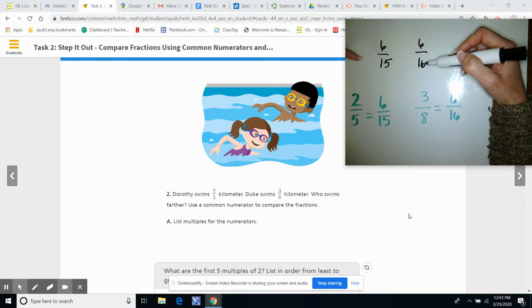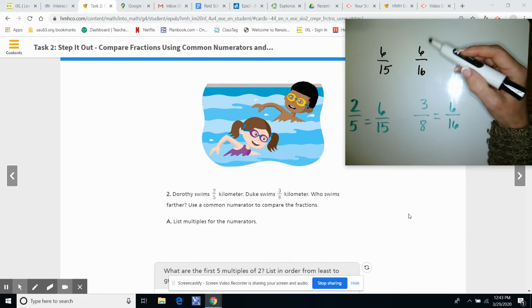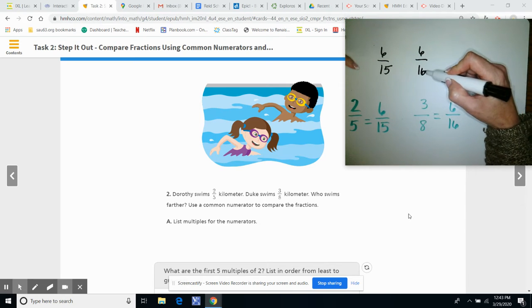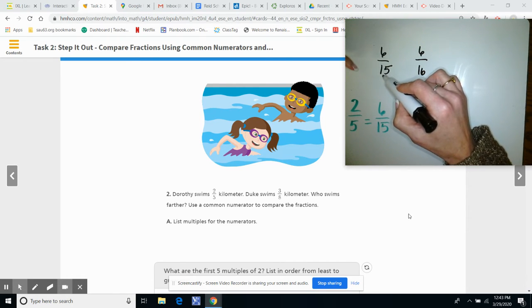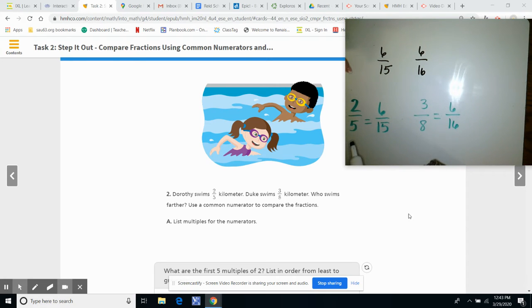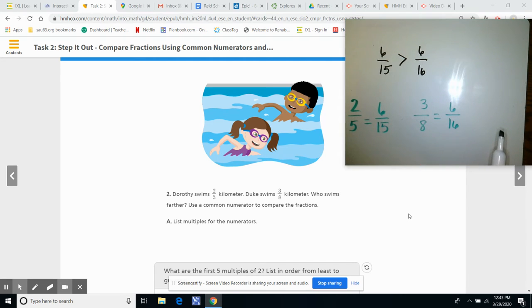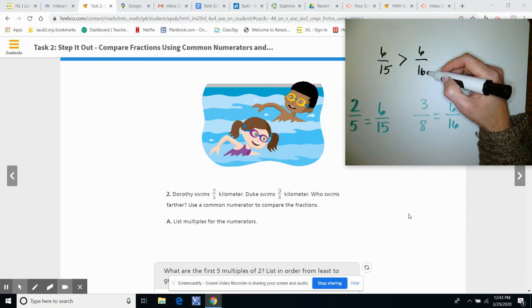But if you think about it, the larger the number in the denominator, the smaller the fraction. Now this took me a little while to think about, so you have to think about it. I'm going to say it again for you because it's very tricky sometimes. The larger the number in the denominator, the smaller the fraction. So 16 is actually larger than 15, which means 6/15 is larger than 6/16.